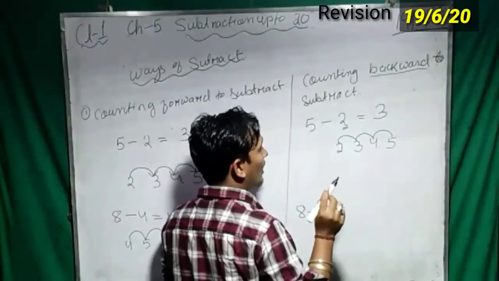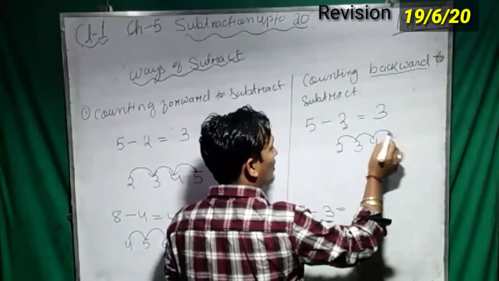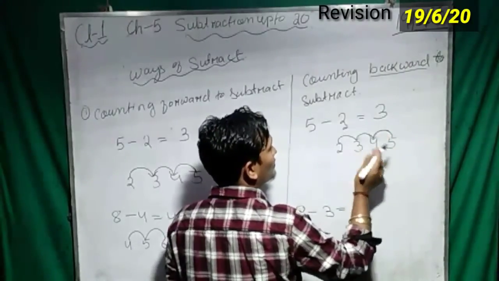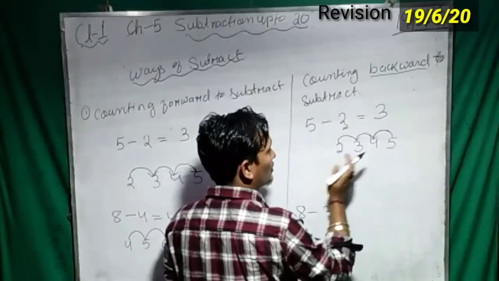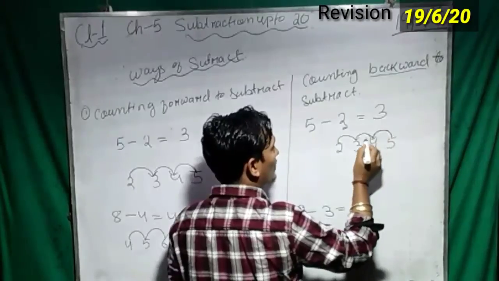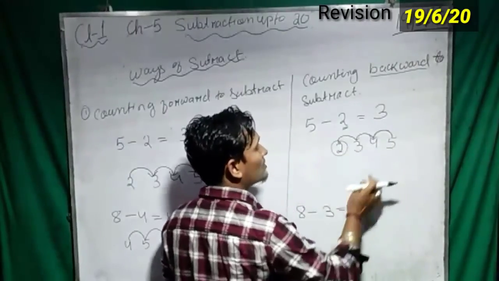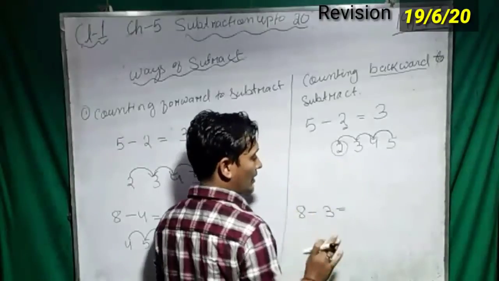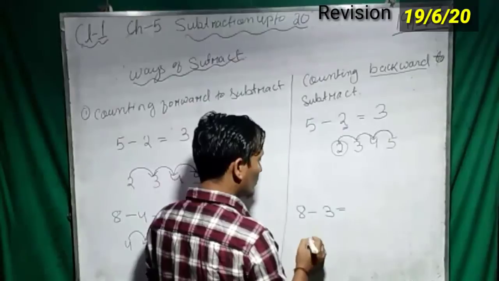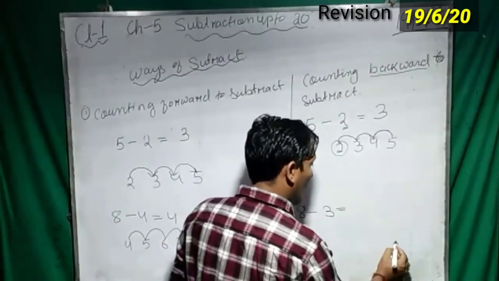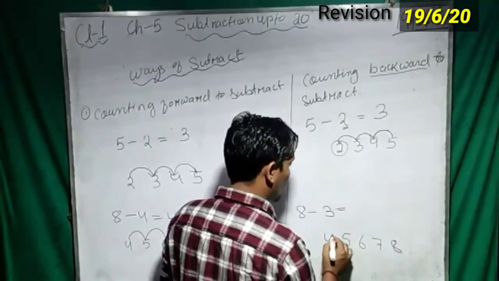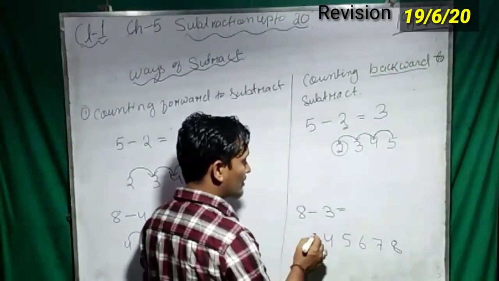Keep it in mind, when we are doing backward steps, we will start from the bigger number and we will start jumping back, means we are jumping to the left side. Okay, so this is right and this is left. Clear, children? So we will start from 5 and we have to reach 2, means from bigger to smaller. Clear? Now here 8 minus 3. So we will start from 8, 7, 6, 5, 4, 3 and we have to reach here.